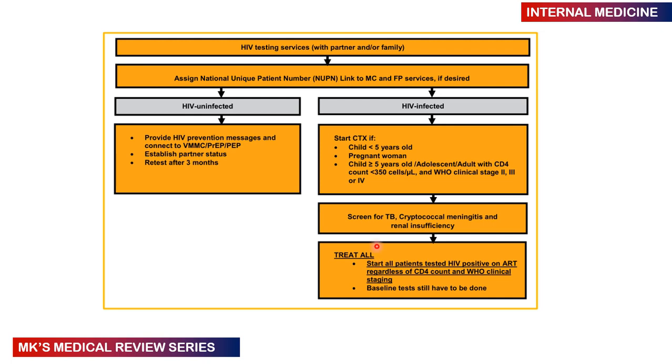We should screen for TB, screen for cryptococcal meningitis because these are very common, and screen for renal insufficiency because there are some drugs that you can't give to patients that have renal insufficiency. Then, of course, treat all patients, start them regardless of the HIV, regardless of the CD4 count, regardless of the WHO clinical staging. But, of course, there are some baseline tests that have to be done.